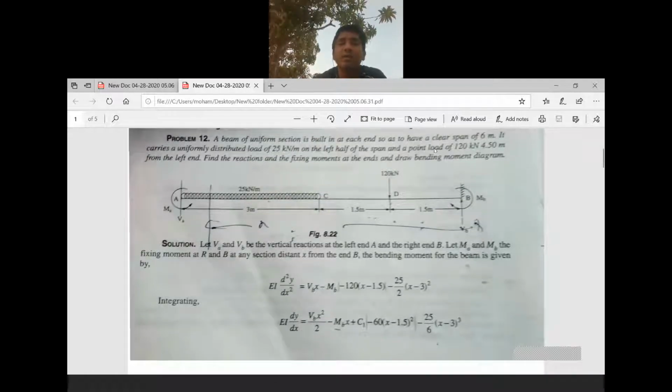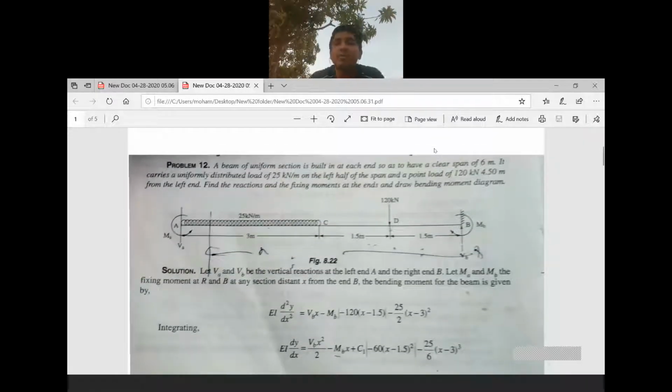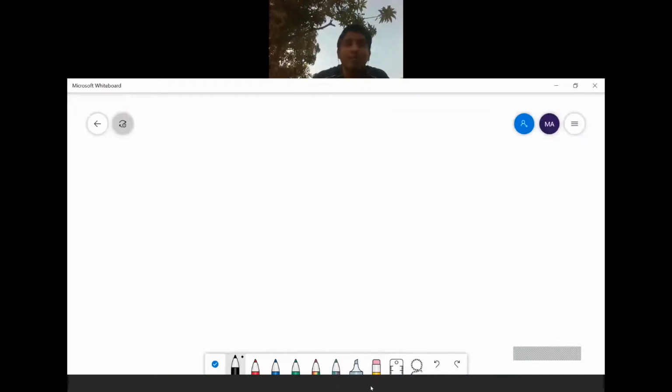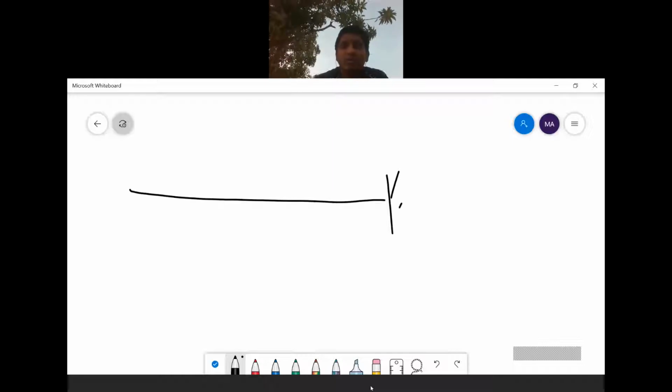Here he has given one fixed beam which is of 6 meters span.